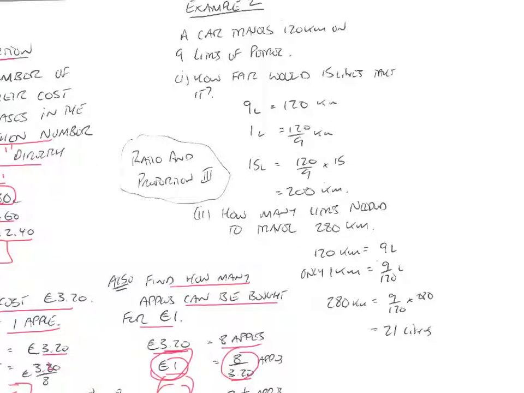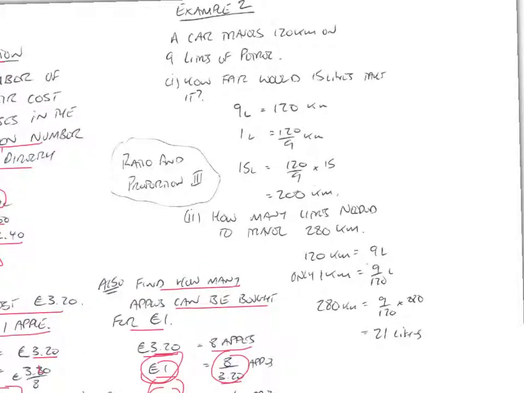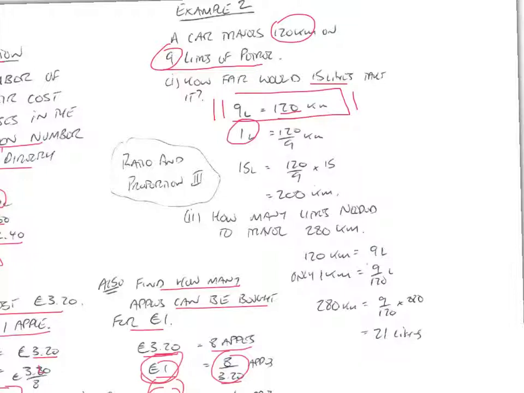And we'll look at another direct proportion example. A car travels 120 kilometres on 9 litres of petrol. How far would 15 litres of petrol take it? Well, we need to compare one variable with the other. So 9 litres takes us 120 kilometres. So divide both sides by 9 to find how far 1 litre would take us, and that would take us 120 over 9 kilometres. And if we multiply both sides by 15, we'll find how far 15 litres will take us.